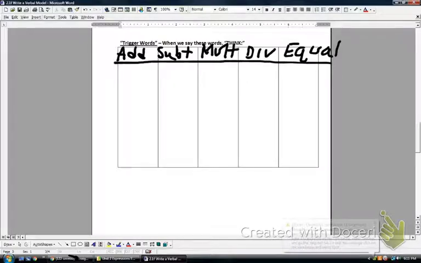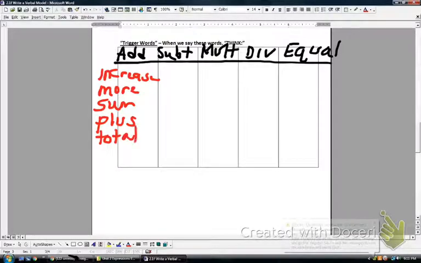So when we hear increase, we should think add. When we hear more, 5 more than 2, we think add. Sum, of course, means add. Plus means add. Total or added to. So those are all words. When you see them in a sentence or you hear somebody say them, you should think, oh, I'm going to add.